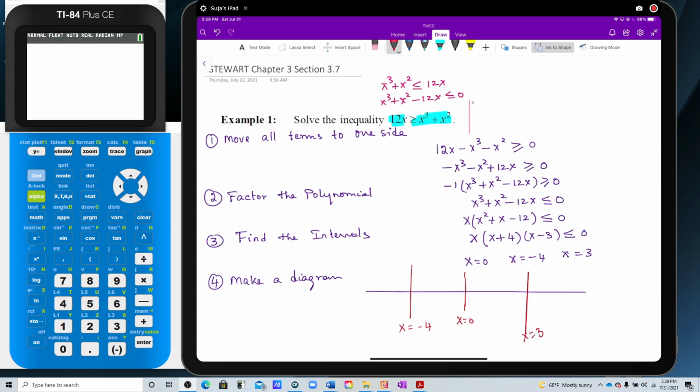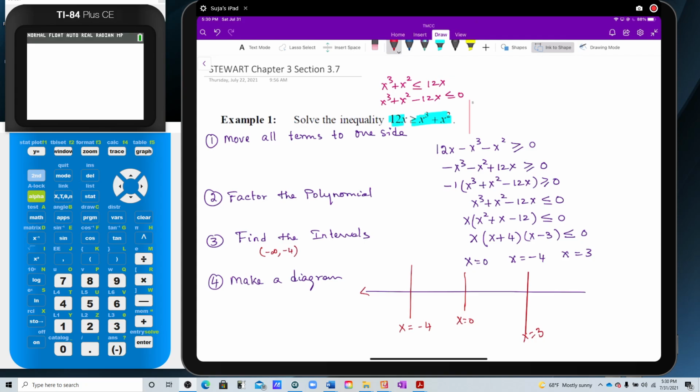Now make sure you place the numbers in the appropriate place, which means 0 will be in the middle and any negative numbers will be on the left hand side of the 0 and positive numbers will be on the right hand side. So when they say find the intervals, the first interval is all the way from negative infinity to negative 4. That's the first interval.